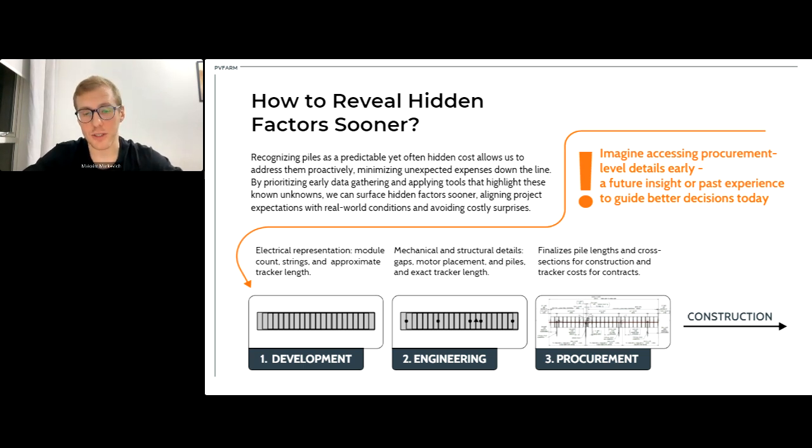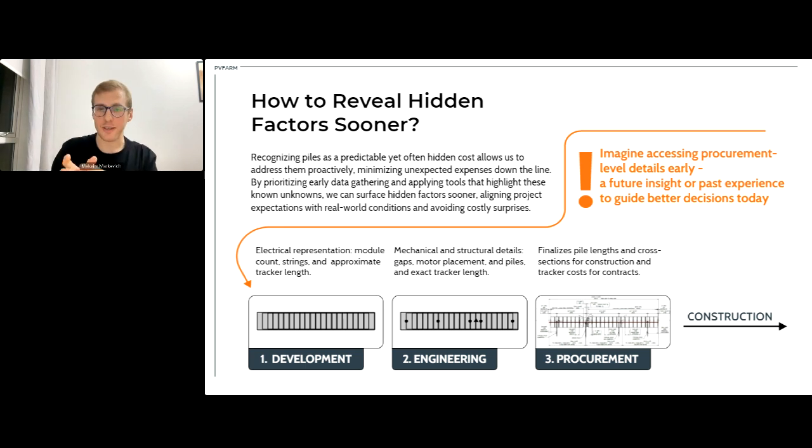At the next phase, engineering, it's about mechanical and structural details: gaps, motor placement, piles. At this stage, folks usually understand the exact tracker lengths, and this is the perfect place where the layout can be adjusted because of that, right? Then at the procurement stage, the trackers are completely finalized, because the cost needs to be known, right? And the pile lengths and cross sections, everything is defined for construction and ordered for construction, right? So this is basically the evolution of the tracker representation, and we're starting with the tracker because piles usually come with the tracker, right?